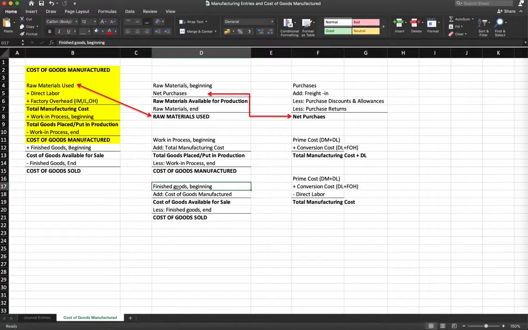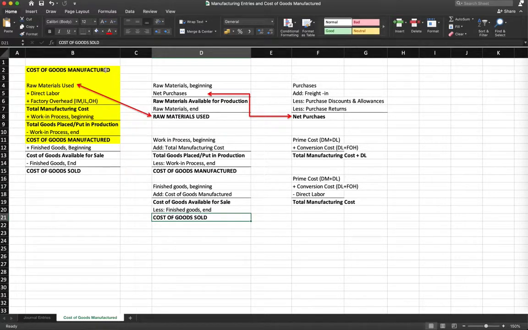Diba? Kaya, i-add natin yan ngayon sa finished goods. Meron tayong finished goods beginning. Yan yung mga hindi naibenta last period, kaya may natira pa. Finished goods beginning, plus yung mga nagawa ngayong period, cost of goods manufactured. Yan yung finished goods mo during the period. Yan yung cost of goods available for sale. Yan yung pwede mong ibenta sa customers. Less, ito na lang daw yung natira at the end of the period. Anong nangyari sa nawala? Yun yung mga naibenta. Cost of goods sold.